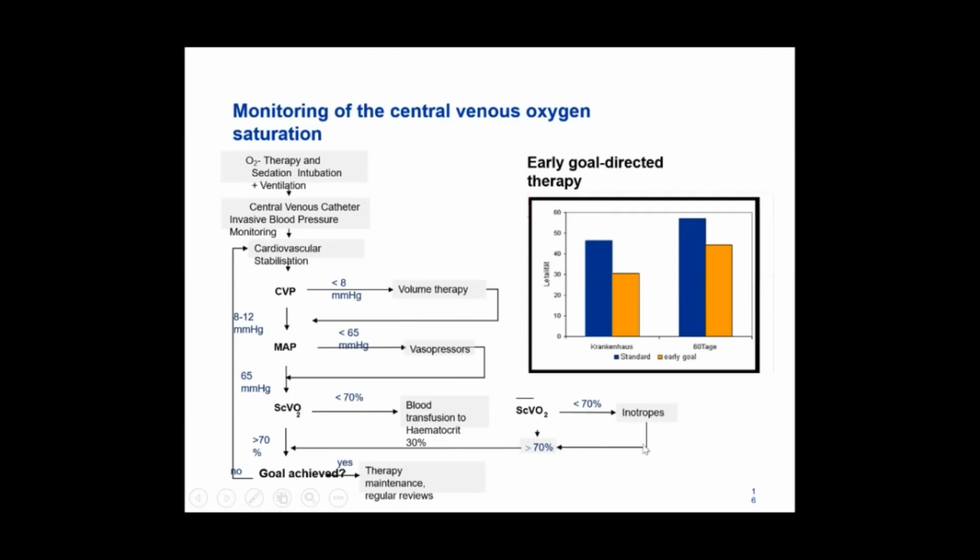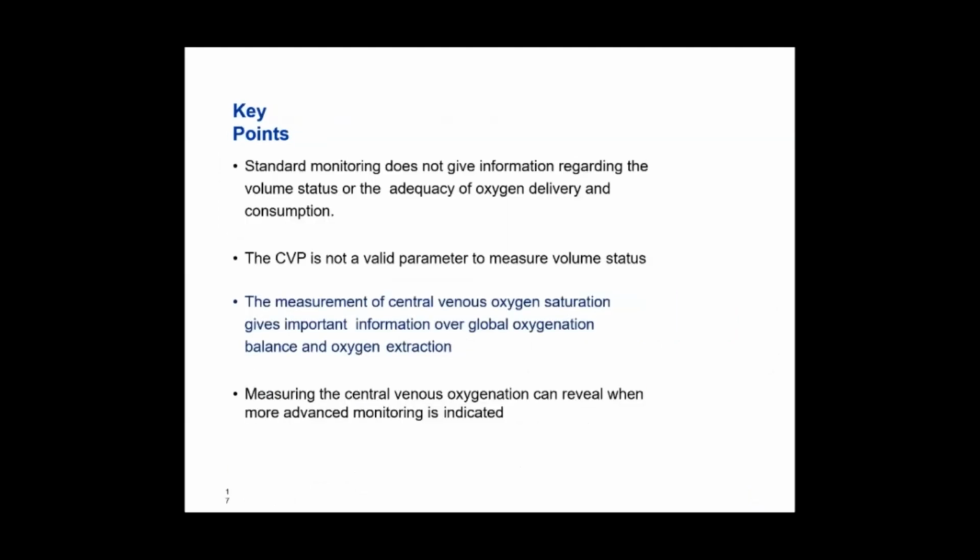If it is still less than 70% in spite of the 30% hematocrit, consider giving inotropes. After inotropes, if it is optimized, then the goal is achieved. If the goal is achieved, just continue with the maintenance therapy. If it's still not achieved, then go back again to the basics and try to figure out what the problem is. There we can use the advanced hemodynamics, because still we have only considered a few aspects. We have not gone into that, except that we have added the mixed venous oxygen to see what the level of consumption or extraction of oxygen is.